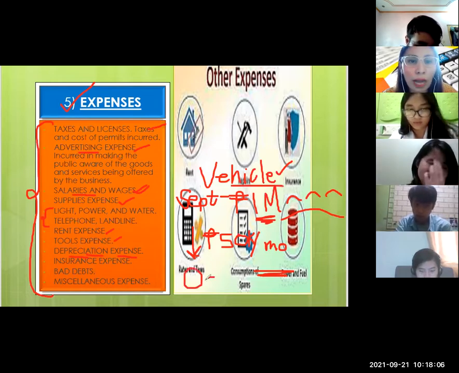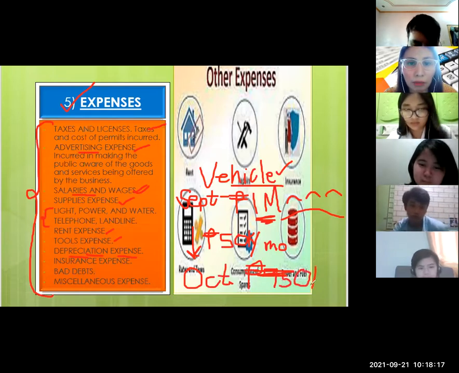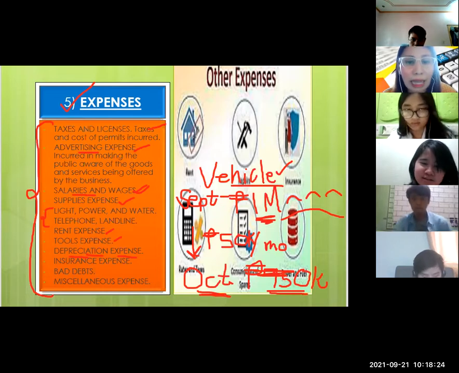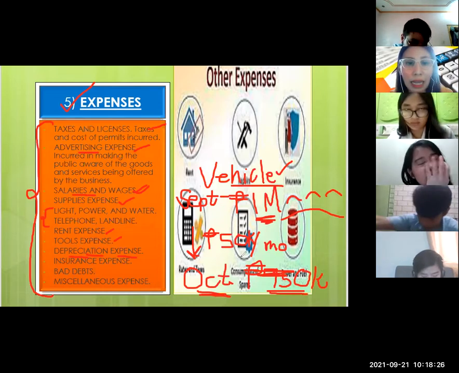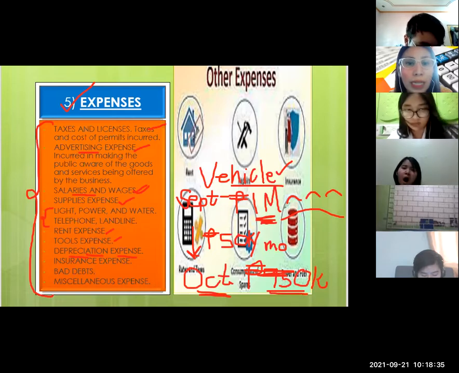Pagdating ng October, magkano na lang ang value ng vehicle? It's 950,000 pesos na lang. By the end of October. Bakit? Kasi lahat ng assets, lahat ng tangible assets nagde-depreciate. Lumiliit yung value. Hindi, pagdating ng October, hindi na 1 million ang value ng sasakyan.